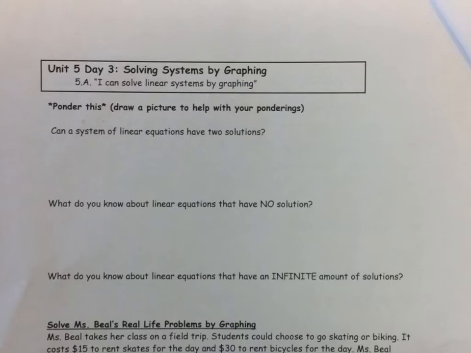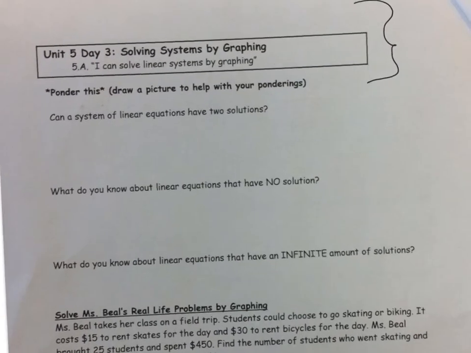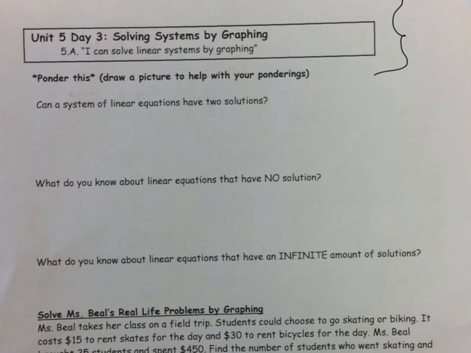We are starting Unit 5, Day 3, so we're still solving by graphing, but we're doing a little bit more work with this. Big question: can a system of linear equations have two solutions? What that means is, can two lines meet in two different places?